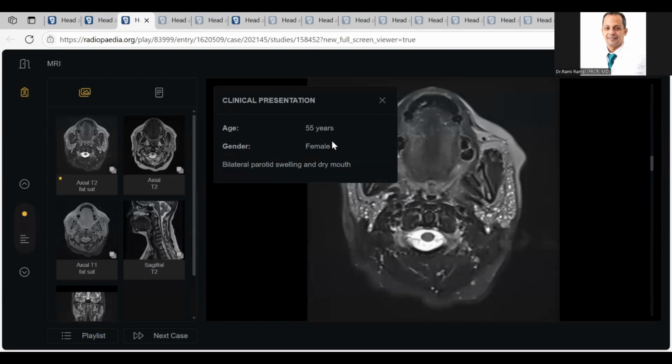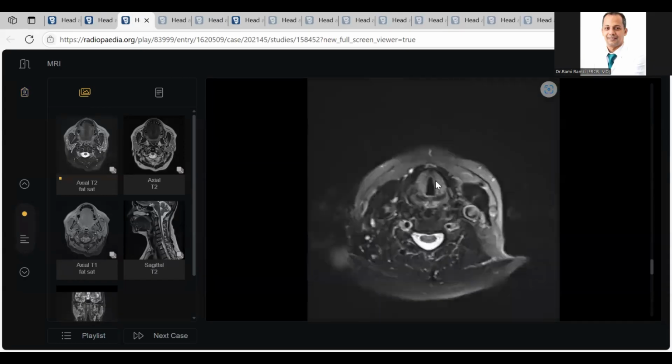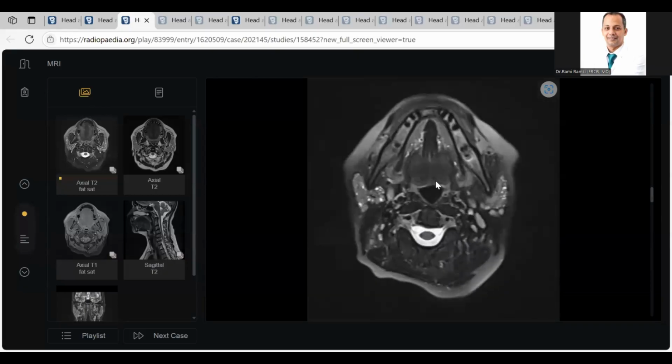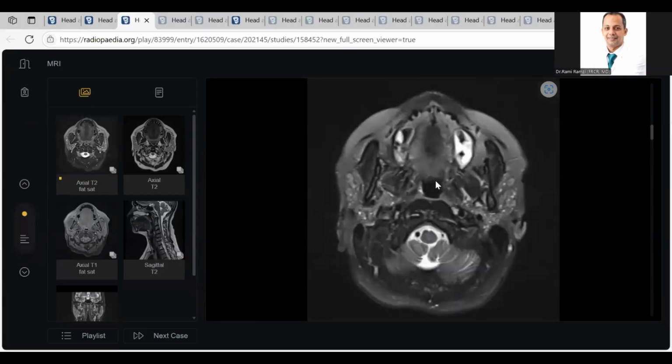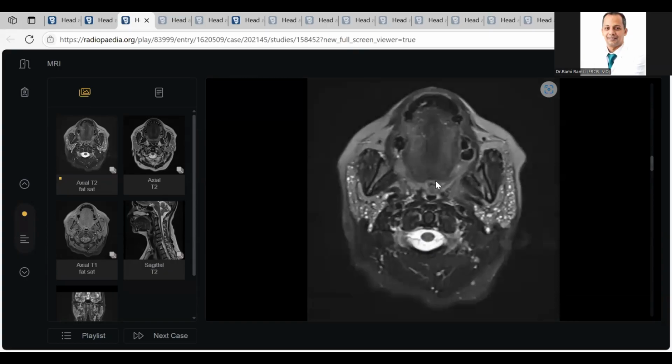A 55-year-old female patient complains of bilateral parotid swelling and dry mouth. These are the axial images of the neck. I can appreciate multiple tiny cystic spaces entirely involving both parotid glands. The parotid glands are normal in size, but they are replaced by multiple generalized tiny cystic swellings throughout both glands. There are no inflammatory changes on T2.